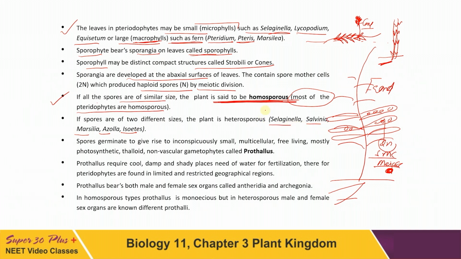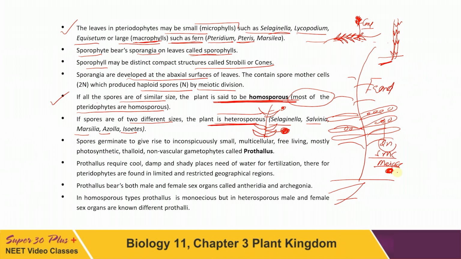we have this cone-like structure. Two types of spores are formed, one small in size, one larger in size. When two types of spores are formed, of two distinct sizes, the plant is known as heterosporous. Homosporous and heterosporous. What will this spore do?